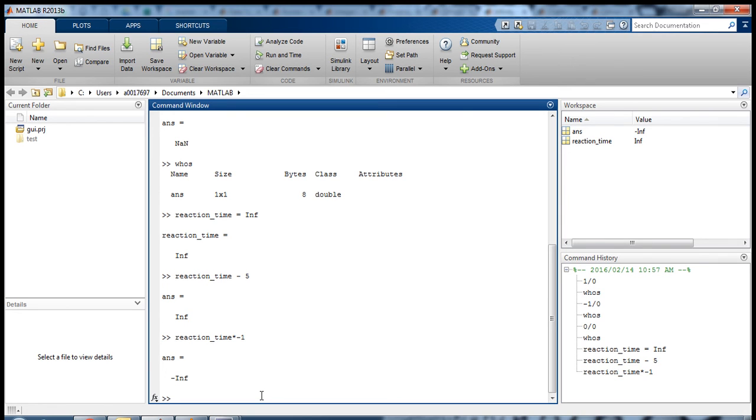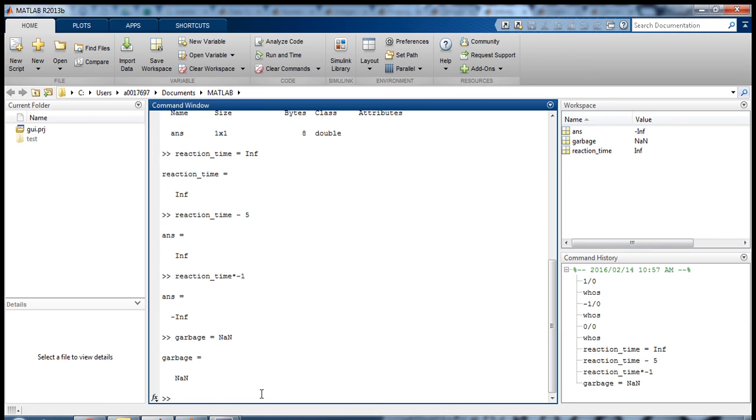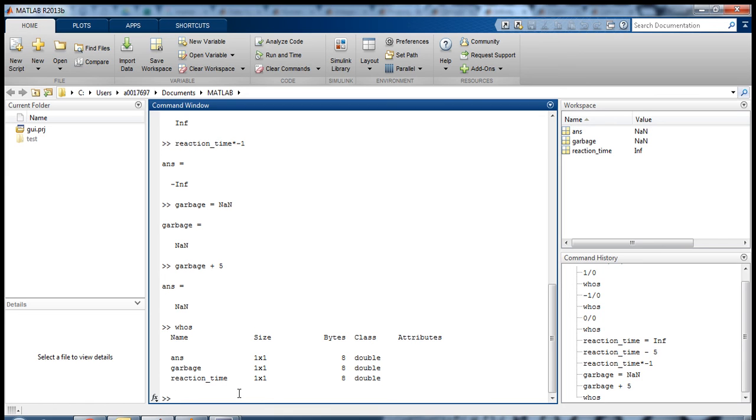The same thing goes with NaNs. So, not a number. Let me write garbage. Garbage is not a number. So I've created a variable called garbage, and that represents something that isn't a number. Now if I try to do arithmetic on something that isn't a number, I should get not a number as well. So garbage plus 5 is still garbage. It's still not a number, in other words. And that's just a nice way of representing certain types of data in MATLAB.